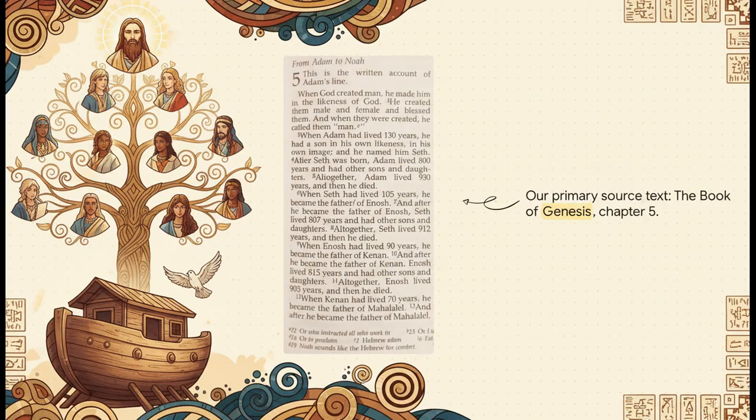So where are we getting all this from? It's all rooted in just one chapter, Genesis 5. And look, this isn't about some wild interpretation. We're going to be looking directly at the text itself, the one that lays out this whole history, from Adam all the way to a guy who changes everything, Noah.